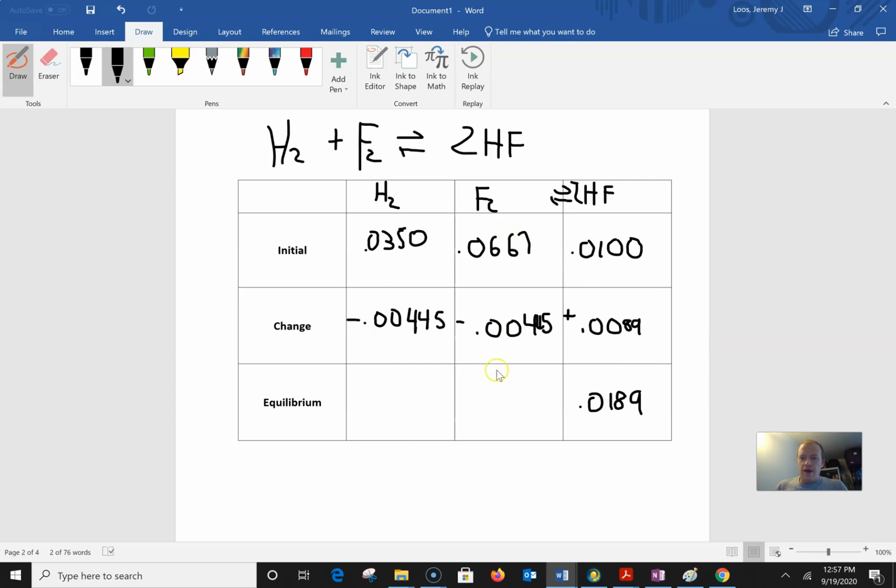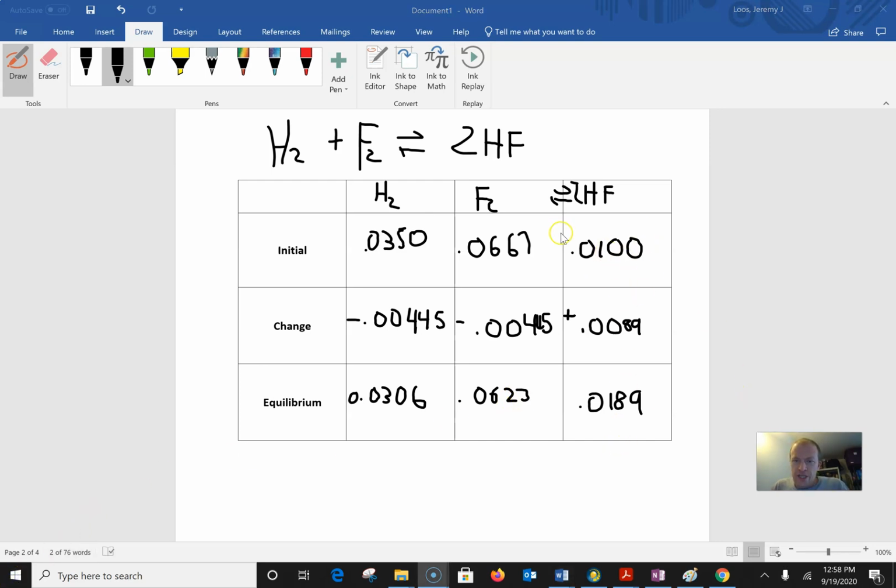And then once I have that kind of penciled in, I can just do the actual subtraction here. So I'm going to go 0.0350, and it's going to go down by that much. And it's 0.0306 at equilibrium, and then 0.0623.